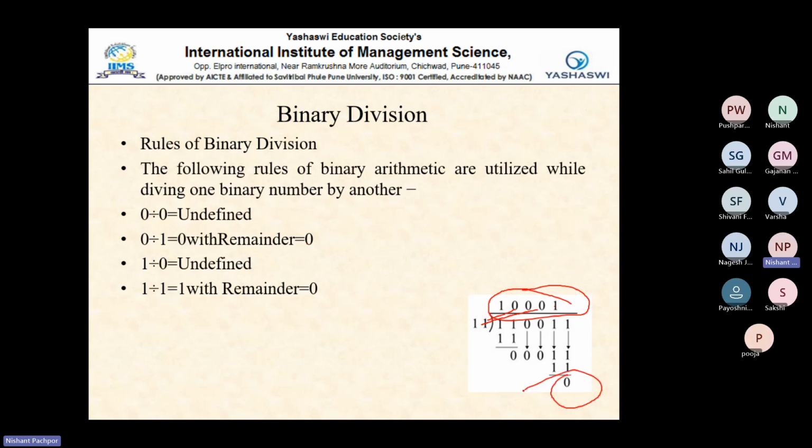Only the rules you have to keep in your mind. You have to remember all the rules. That rule is, if 0 is divided by 0, it remains 0. If 0 is divided by 1, then the quotient will be 0, and the remainder will also be 0.